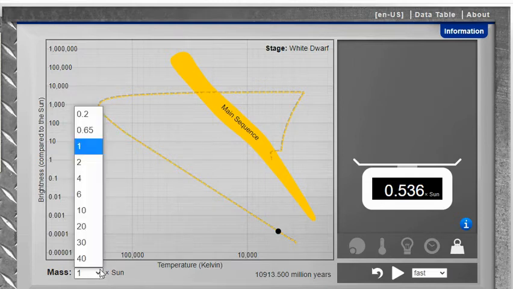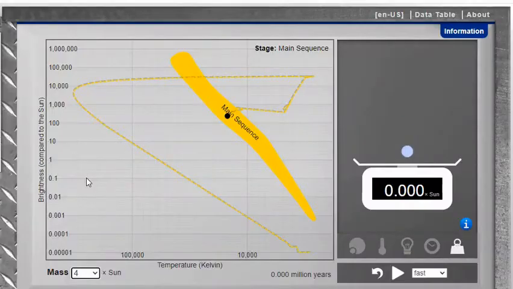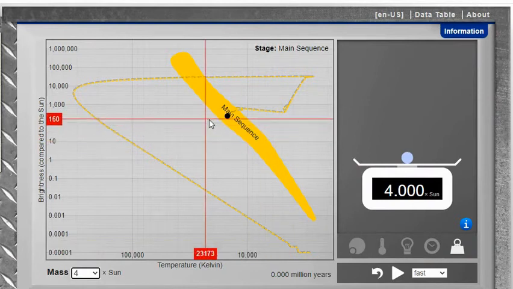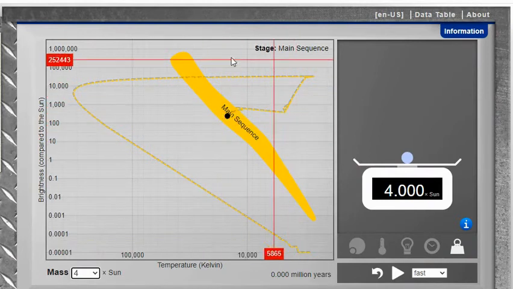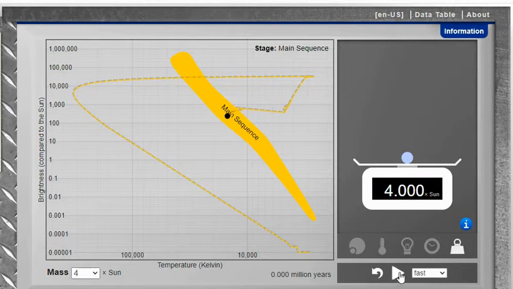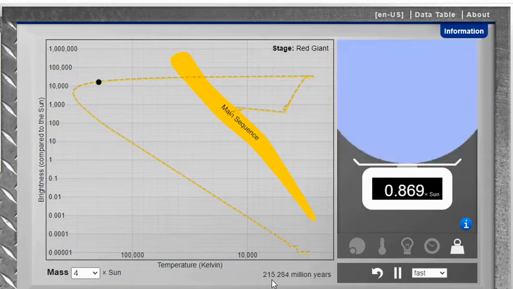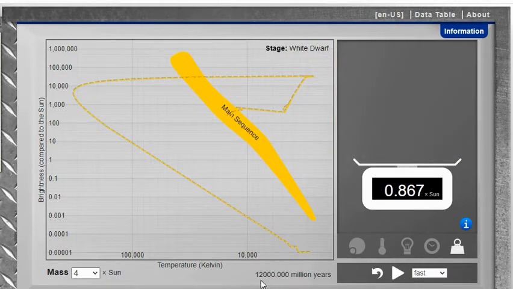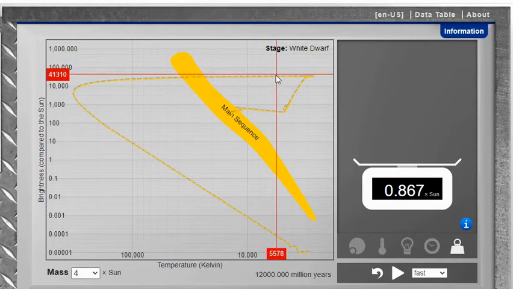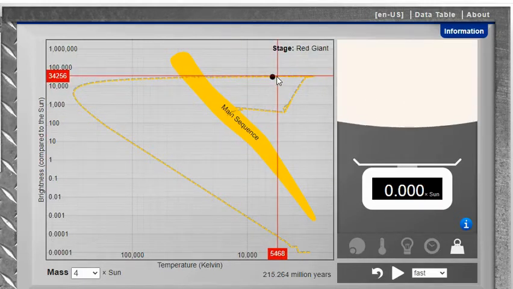Again, if I increase the mass, let's just go to 4 solar masses. You can see it starts up much higher. It goes through the same process, but you can see that it happens much more quickly. When I come over here, I'm only at 200. So right there, I'm at 12 billion years. But if I come to, let's come to here. Come on, there it is.